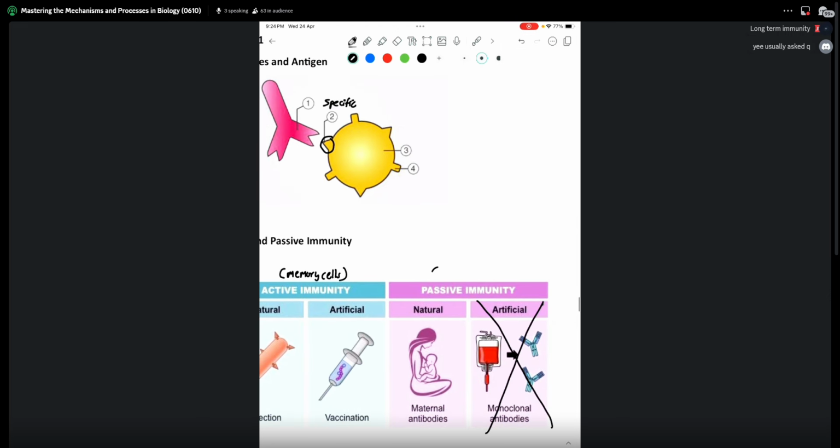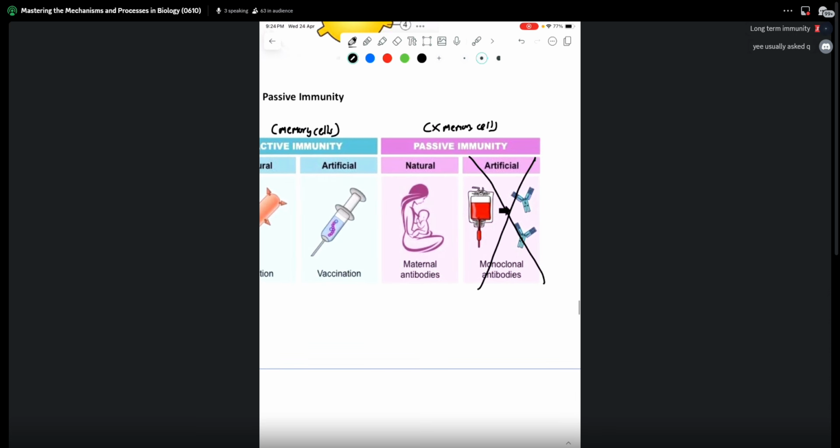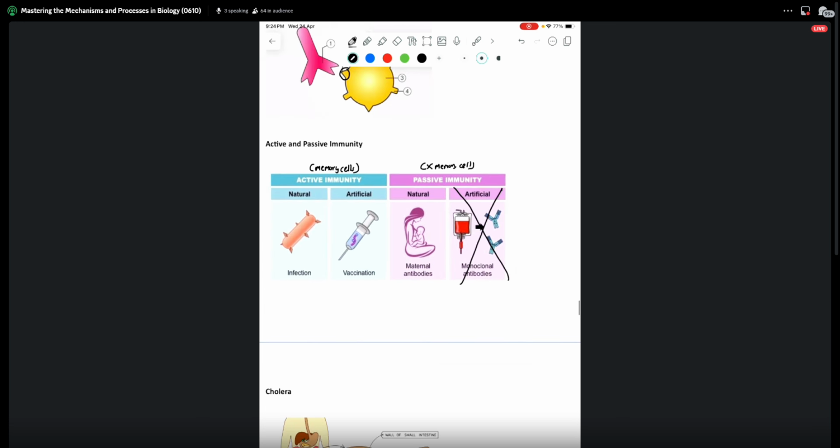But in passive immunity, there will be no memory cells. And of course, natural passive immunity is from the mother. When we do breastfeeding, the breast milk contains antibodies which are very useful for the fetus. Okay? All right, that's it.